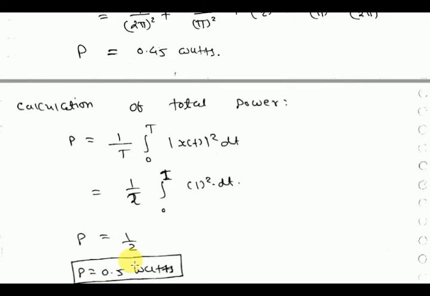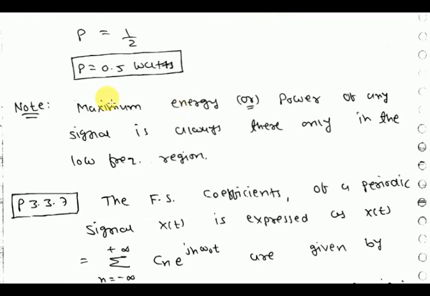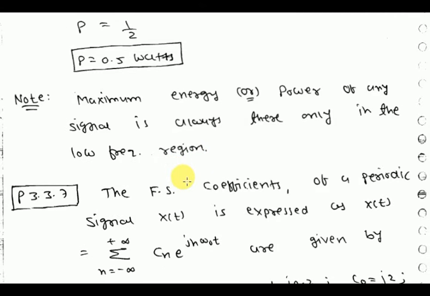So you see that nearly all the power lies up to the second harmonic. So what we can conclude here is that the maximum energy or power of any signal always lies in the low frequency region.